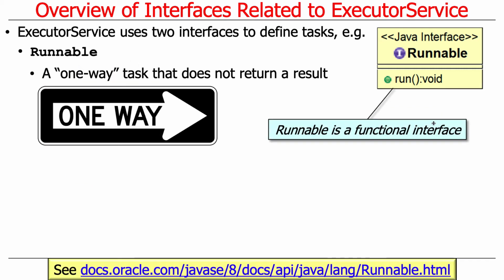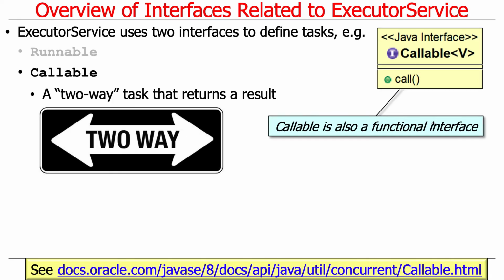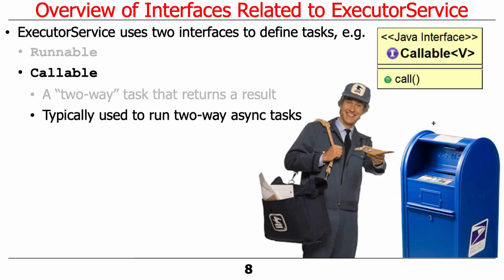Runnable, which we've seen before, so this is just a real quick recap, is a very, very simple functional interface that defines a one-way task, which means, as we've said before, it doesn't return a result. So that's pretty straightforward. Callable, which we haven't talked about in much detail, and what we will focus on now, is also a functional interface that defines a two-way task that returns a result. And this is typically used to run two-way async tasks.